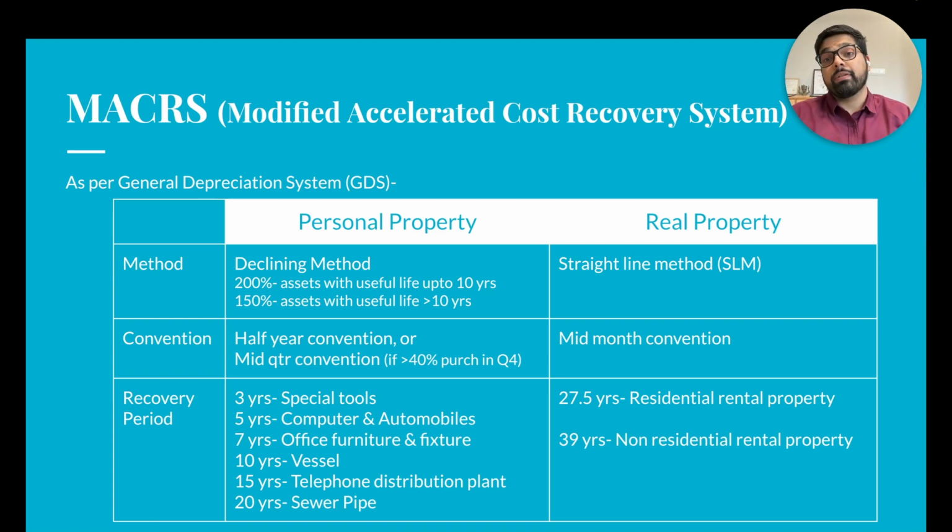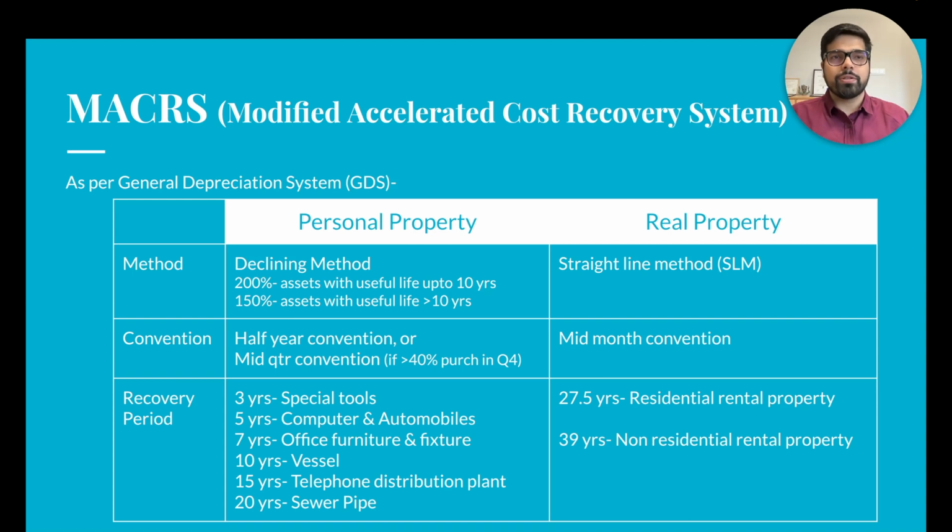Let's talk about personal first. You can follow a declining method where you can have accelerated depreciation of 200% on assets having a useful life up to 10 years, and 150% on those assets having a useful life of more than 10 years. So broadly, there are two buckets, 15 years and 20 years, where you can apply 150% accelerated.